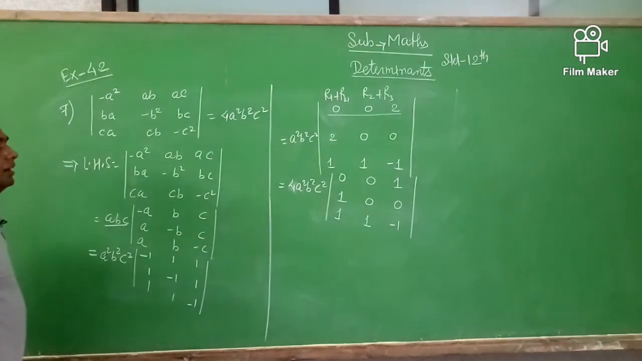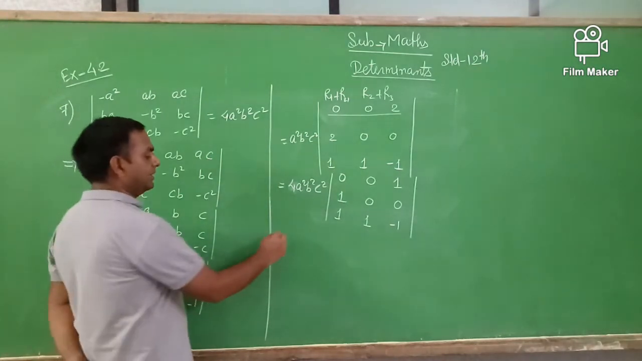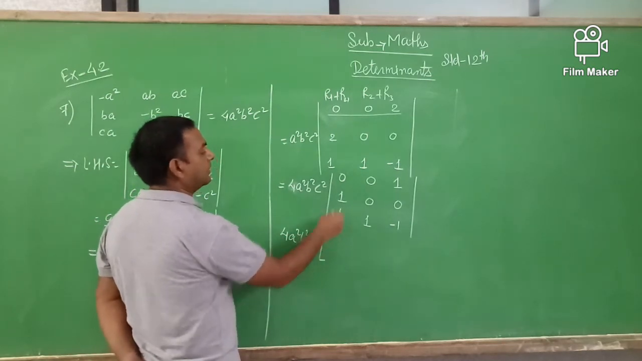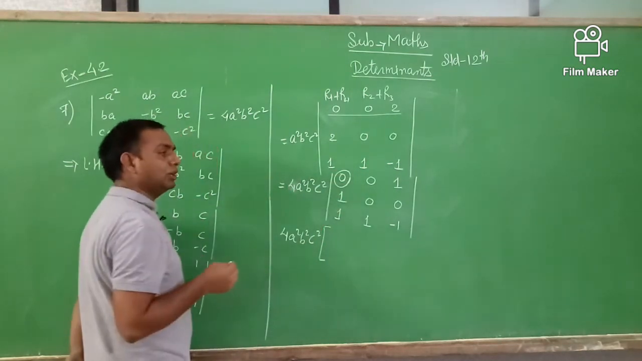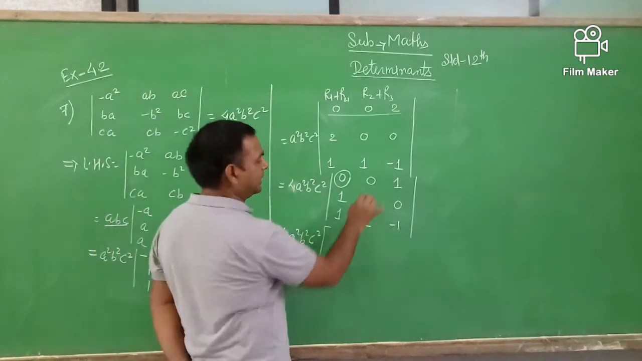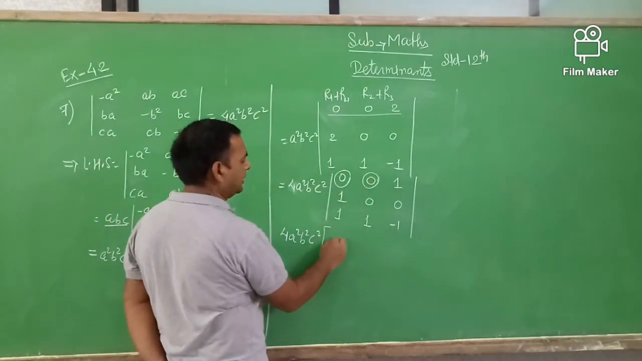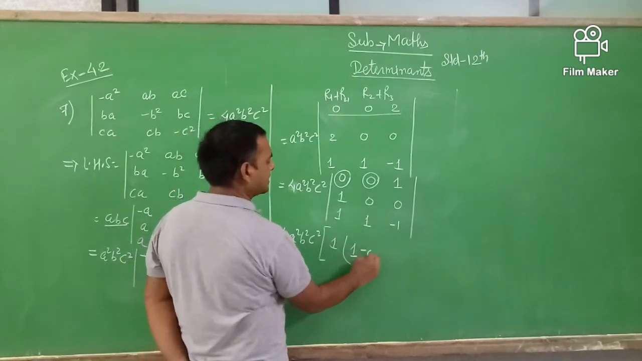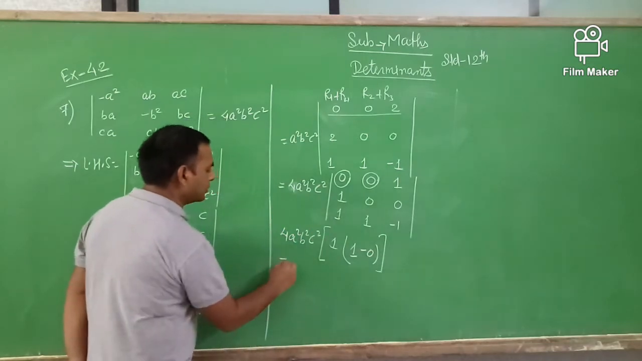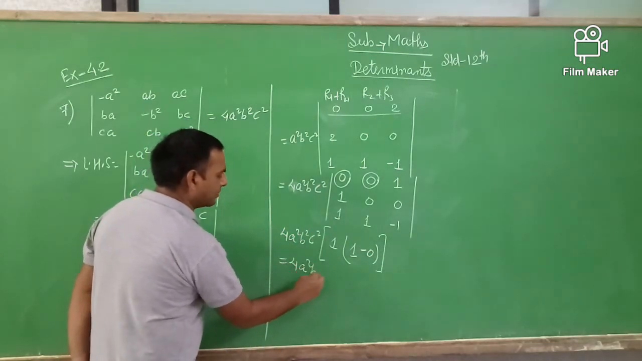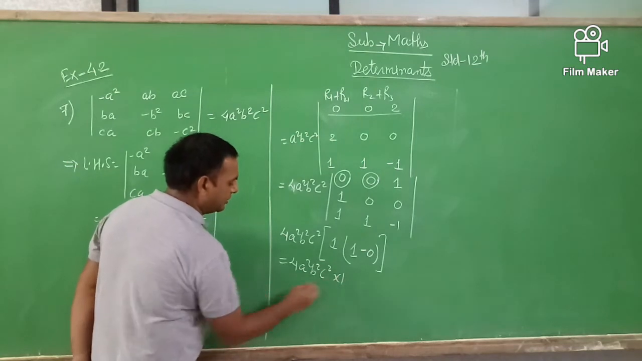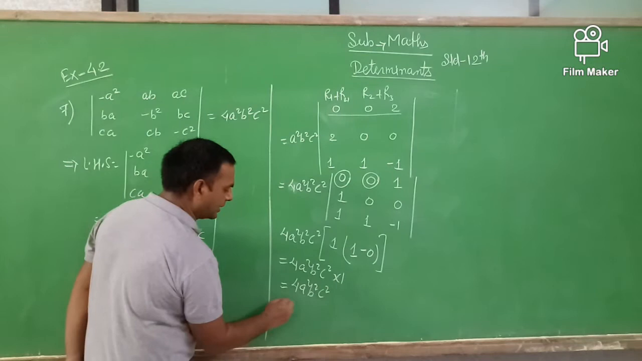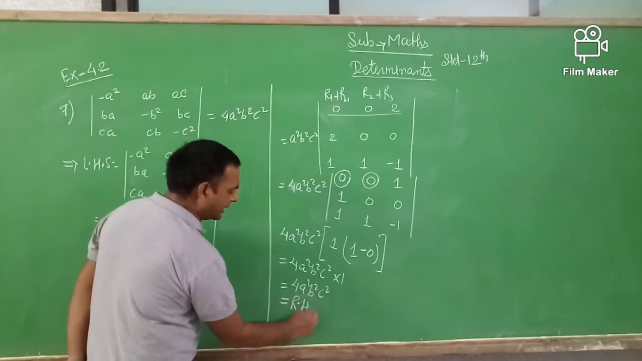After that, the expansion: you can see here 4A square, B square and C square, and bracket. The expansion of that row is equal to 0 because it is multiplied by 0, it is also equal to 0. So this is a 1 and bracket. 1 multiplied by 1 is 1, 1 multiplied by 0 is minus 0. Therefore this is equal to 4A square, B square and C square into 1. So this is equal to 4A square, B square and C square, and this is equal to RHS.